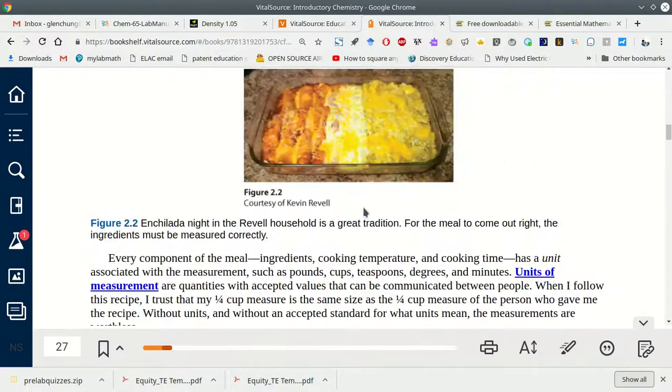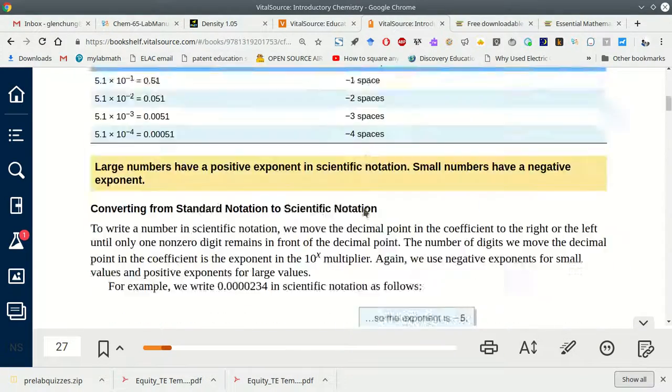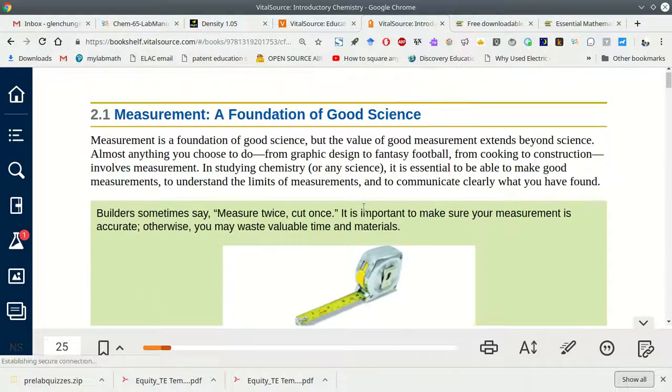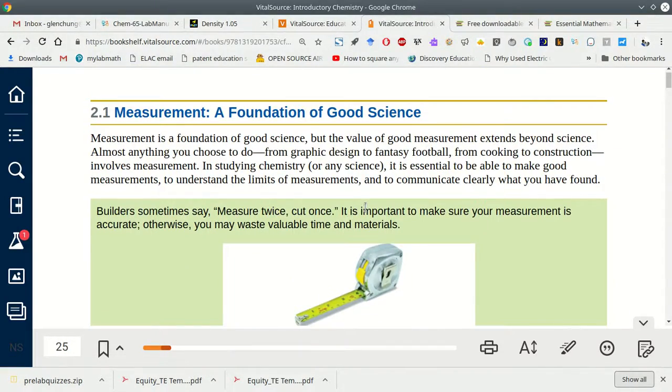This is your textbook, your main textbook, the one by Revell. And I'm starting today with the measurements here. Most of the information that we use in our class will be coming from measurements.